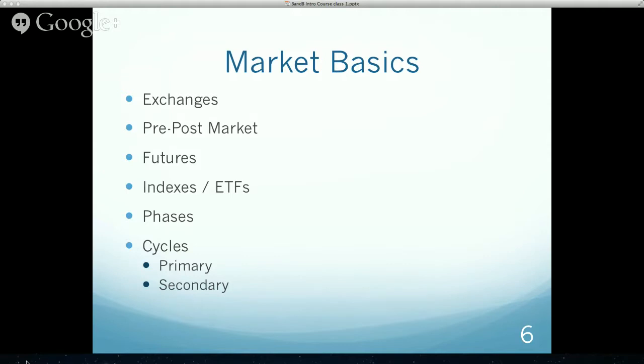Futures are traded almost around the clock. The way they work is they'll start at 6 p.m. Eastern on a Sunday night. Futures will start trading, and they'll finish at 4:15 p.m. on a Friday. And why do we mention futures?